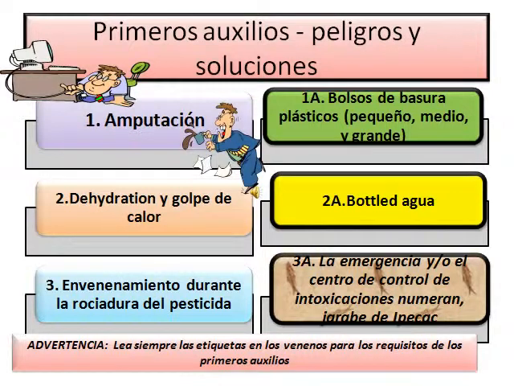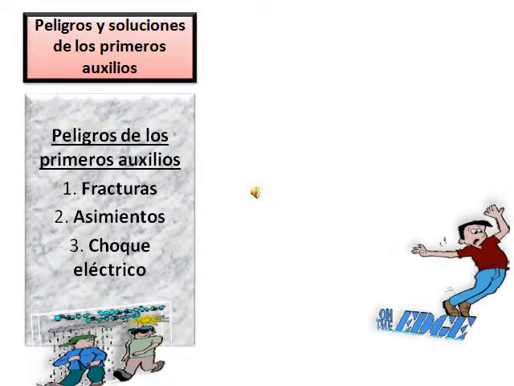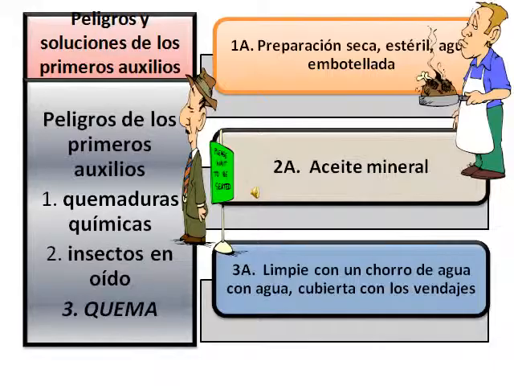First aid hazards and solutions include amputation, which will require a plastic garbage bag, dehydration and heat stroke, requiring bottled water, and poisoning during pesticide spraying, which would necessitate an emergency or poison control center. Fractures will require a wooden or plastic splint, 1/4 inch by 3 by 12 to 15 inches, as well as an air inflatable roll or elastic wrap. Seizures require tongue depressors. Electric shock requires dry, sterile dressing. Chemical burns require dry, sterile dressing and bottled water. Insects in your ear require mineral oil, and burns require flushing with water as well as covering with bandages.